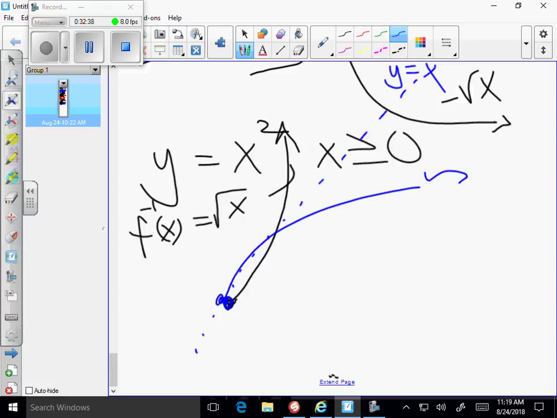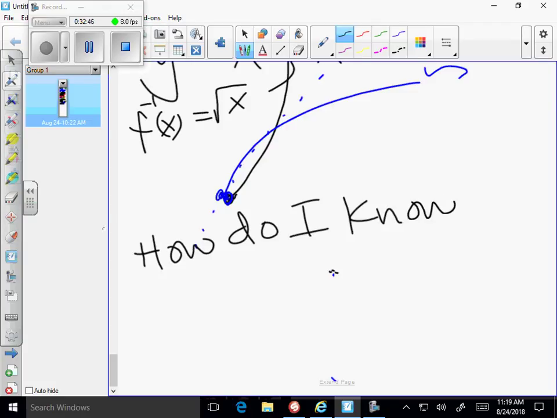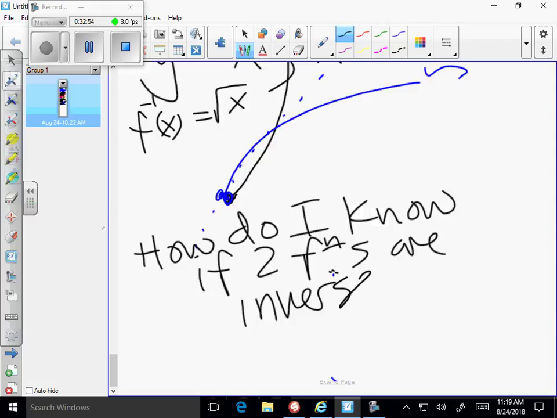Okay, last thing then. How do I know if two functions are inverses? And I would like to be able to answer this question algebraically. I'd like to be able to answer it numerically. I'd like to be able to answer this question graphically. What can we say? How do we know if two functions are inverses algebraically, graphically, numerically? Madison, I don't think I've heard from you recently.